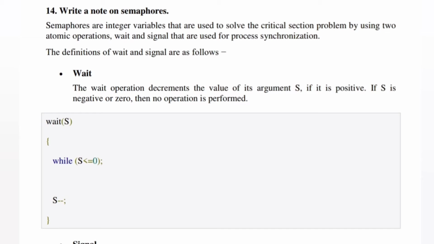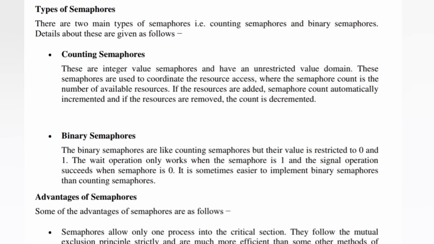Wait: the wait operation decrements the value of its argument s if it is positive. If s is negative or 0, then no operation is performed. Signal: the signal operation increments the value of its argument s. Types of semaphores: there are two main types of semaphores: counting semaphores and binary semaphores. Details about these are given as follows.